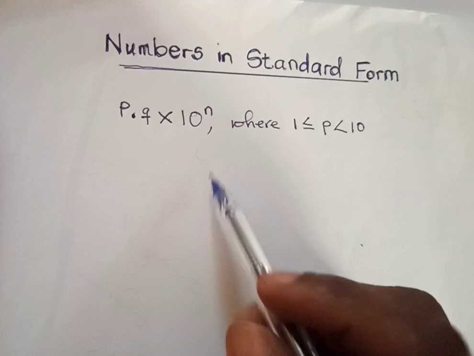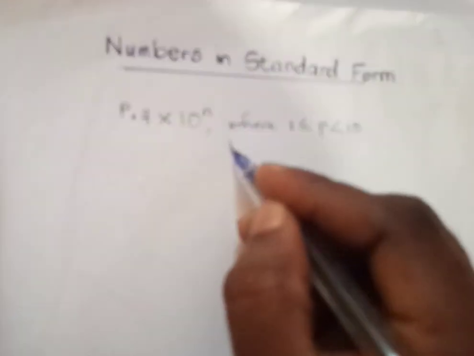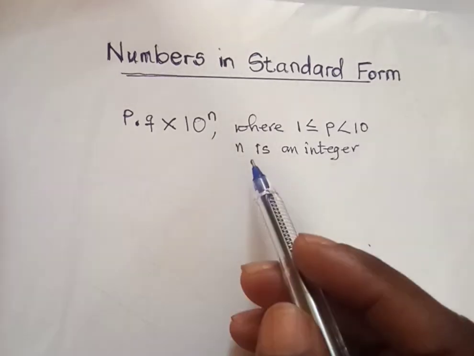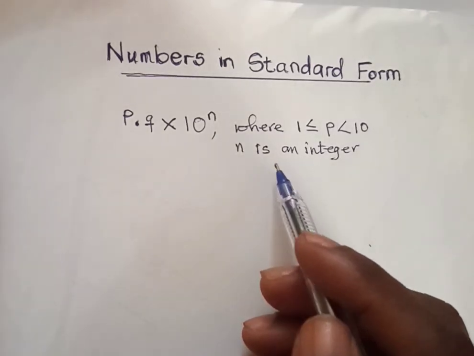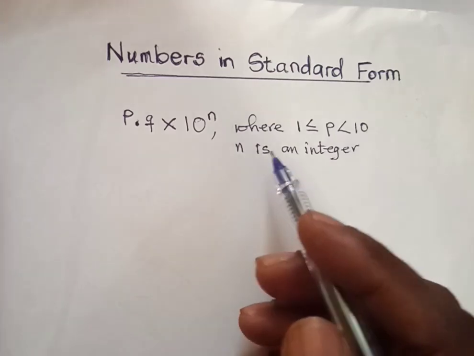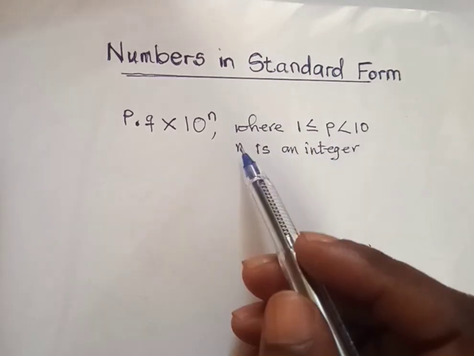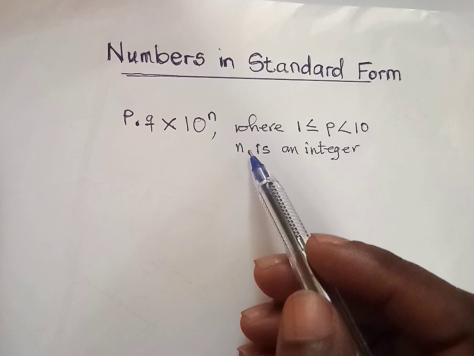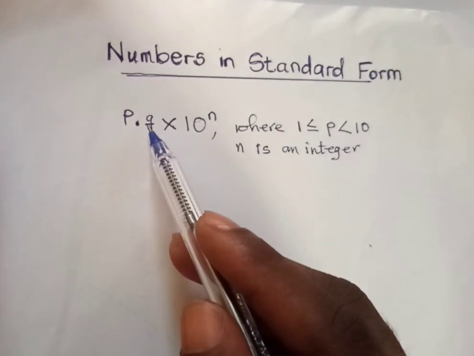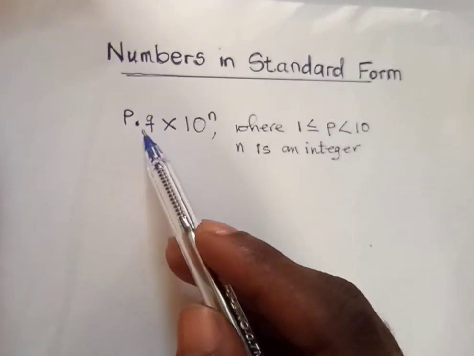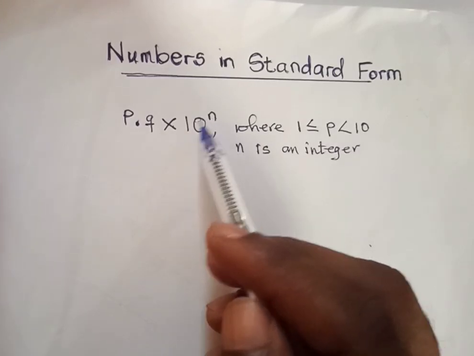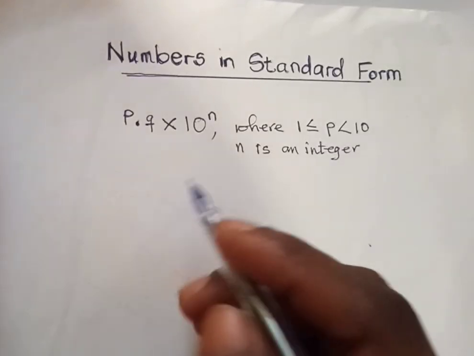And the n is also an integer. Now, when we talk of integers, we mean both negative and positive. So the n can be negative. It can also be a positive integer. But the number of decimal places after the point will determine what will be written for n. Have you gotten that? Great. So let's not waste time.